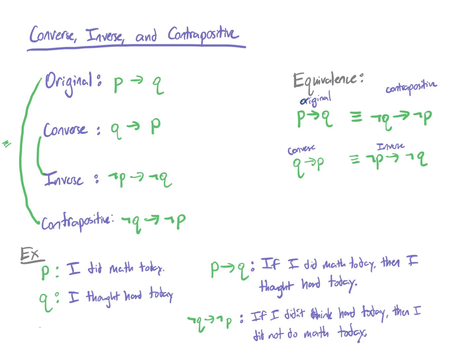If I did math today, then I thought hard today. So from a conditional statement, P implies Q, I can also form many other kinds of conditional statements: the converse, the inverse, and the contrapositive. I can replace the original with the logically equivalent contrapositive anytime I want to, but I can't replace it with the converse and the inverse. Those are logically equivalent to each other, but not to the original statement.